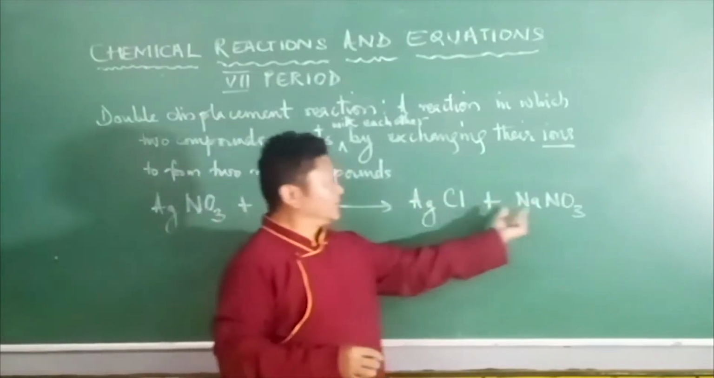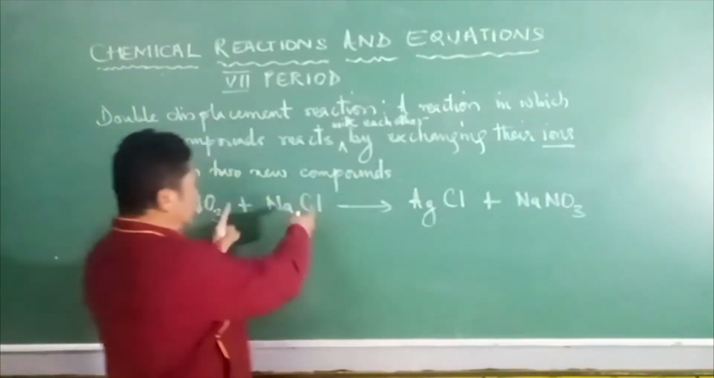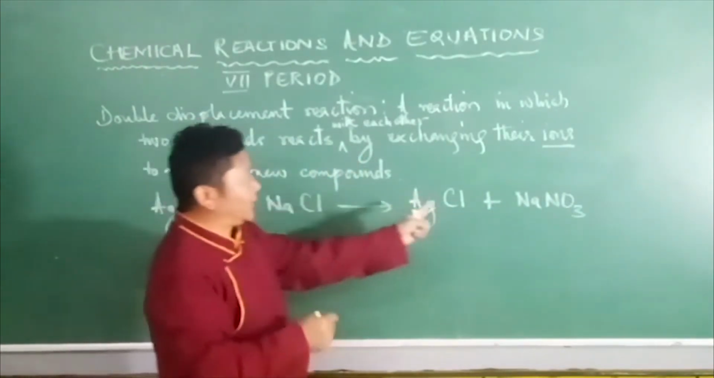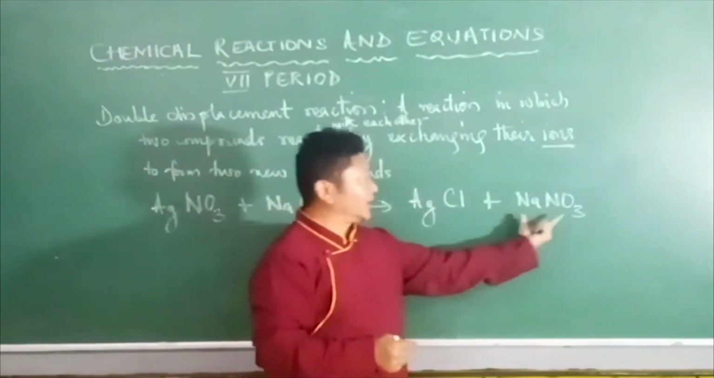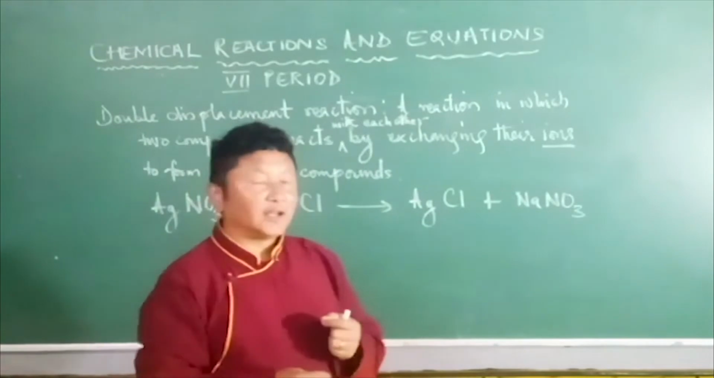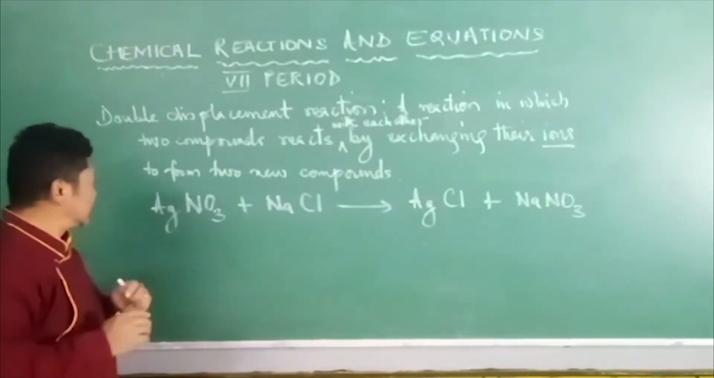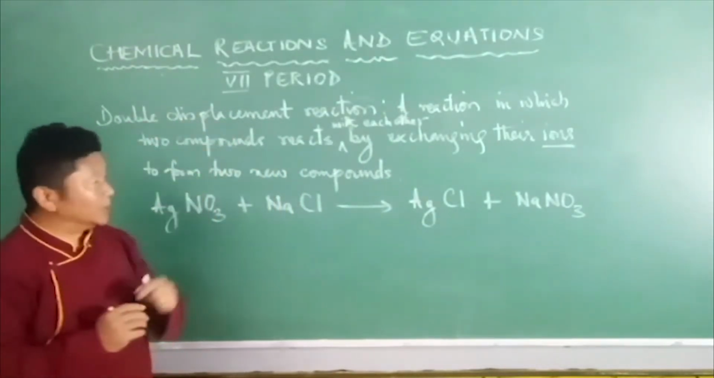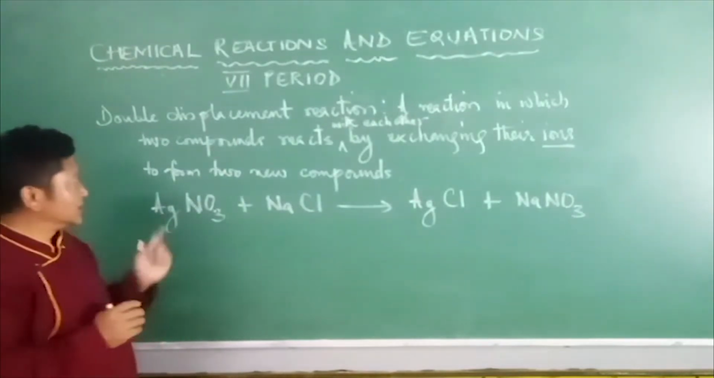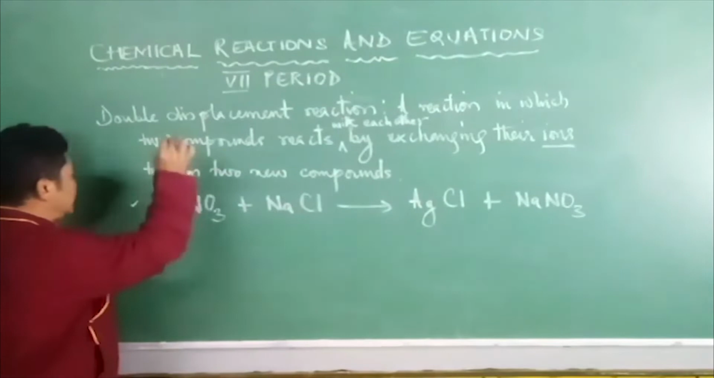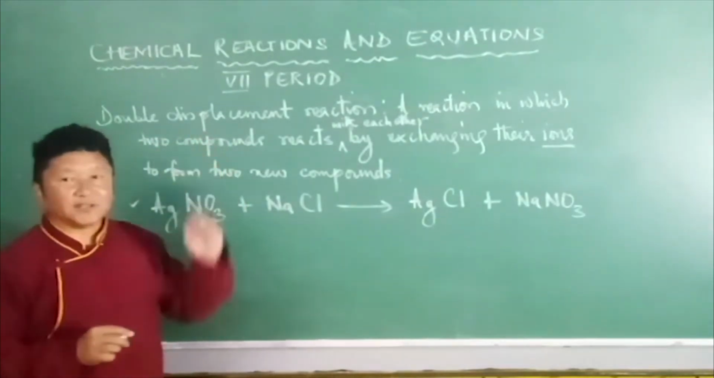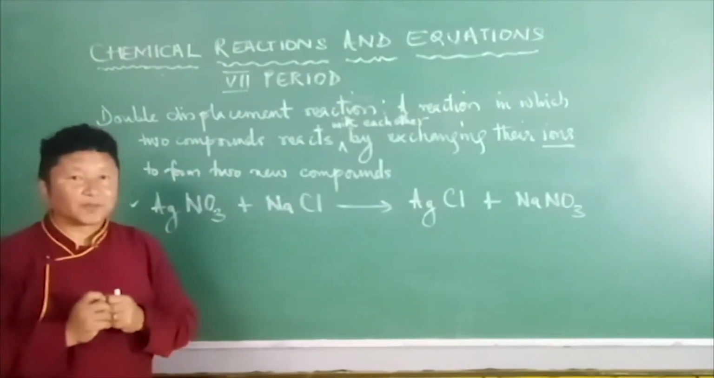Ag and Na exchange, chlorine and nitrate exchange, giving silver chloride and sodium nitrate. This is one example of a double displacement reaction, and we balance the equation first.